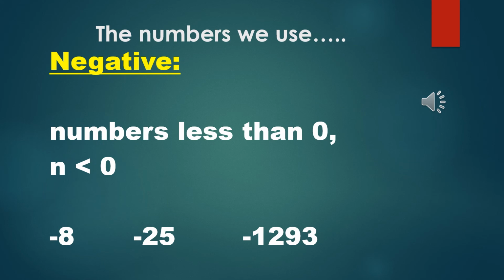Remember, negative numbers are less than 0. They are written with a minus sign, like the numbers below. -8, -25, -1,293. These are negative numbers.